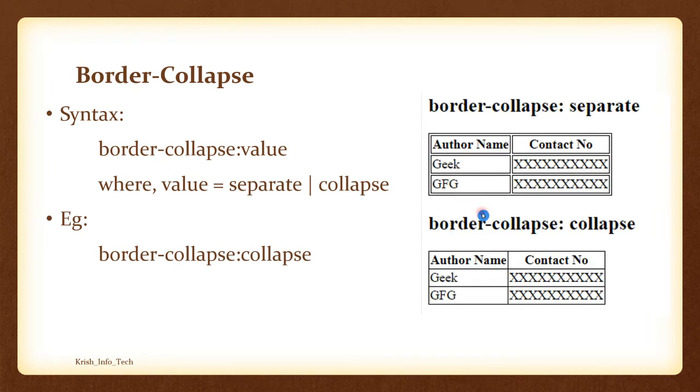Here is the example output for border-collapse. If it is border-collapse separate, see each and every cell is having its own box, own border. But when border-collapse is collapse, it is just having the lines around it. So this is border-collapse.